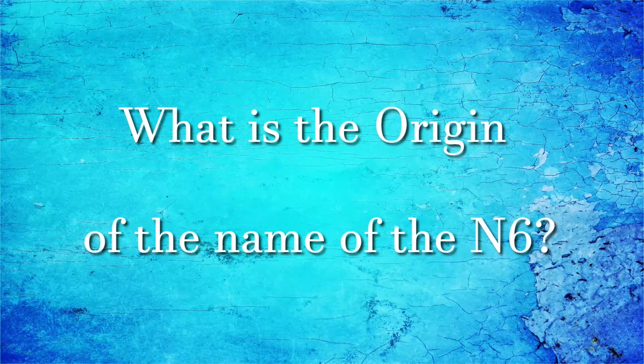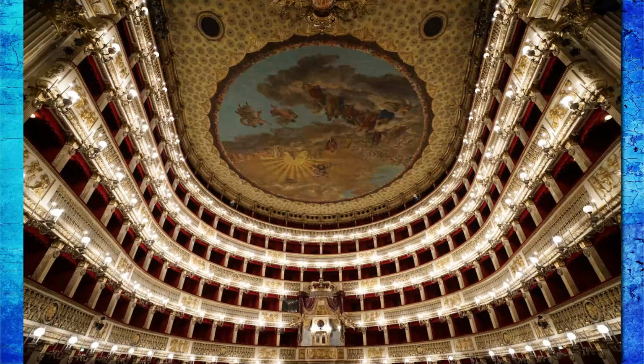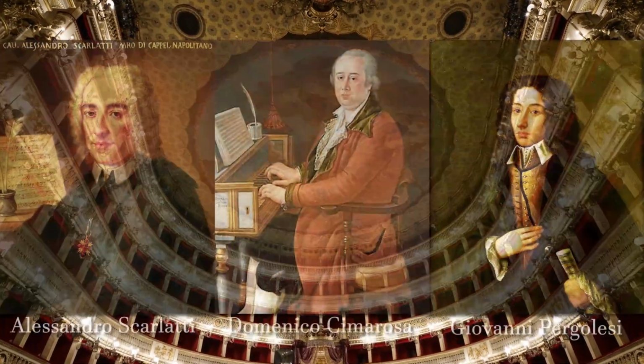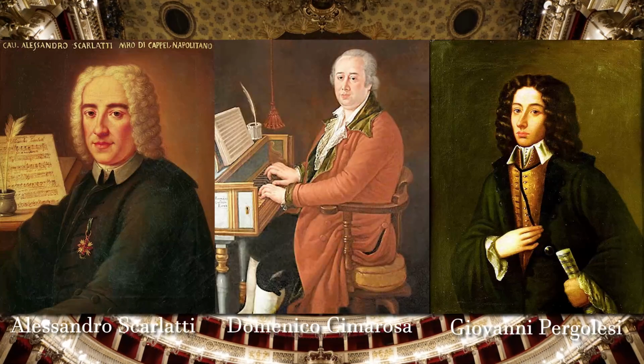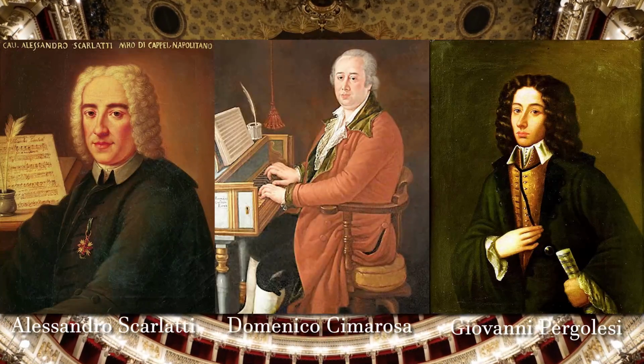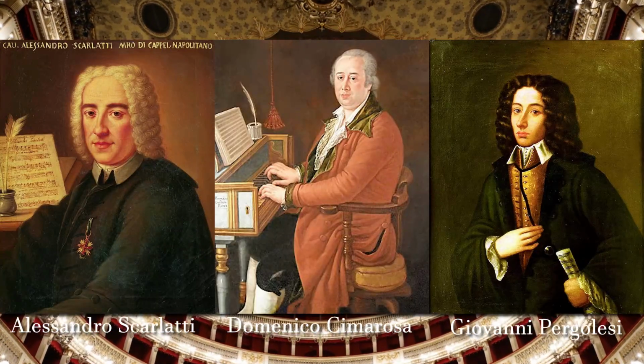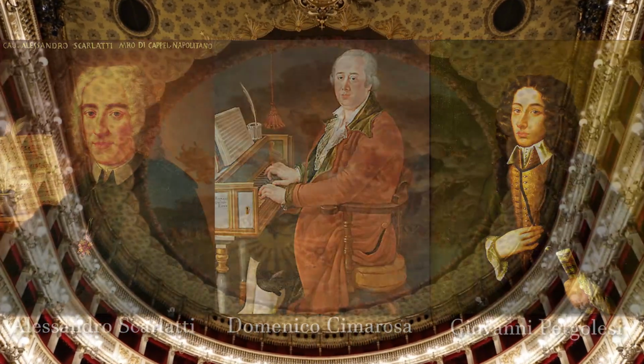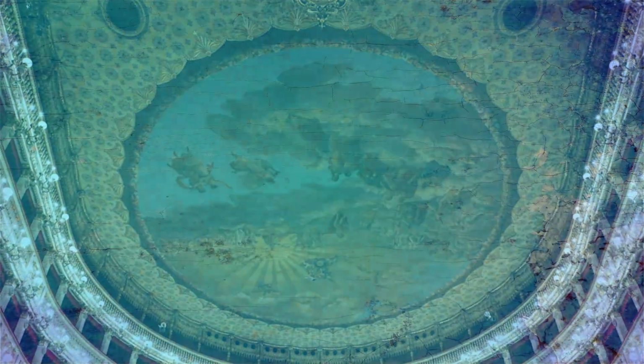What is the origin of the name of the Neapolitan 6th chord? Although the name Neapolitan chord is associated with the Neapolitan school of composers who were prominent in Naples, Italy during the 17th and 18th century, there's limited historical evidence to justify this connection. In fact, the chord predates this period and was used earlier in music history.